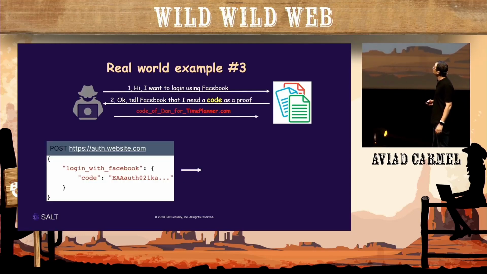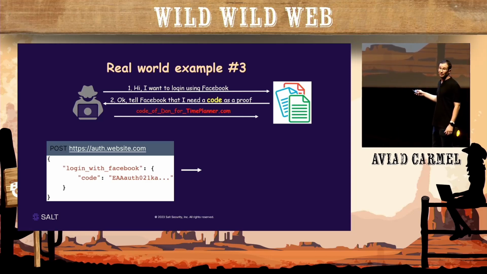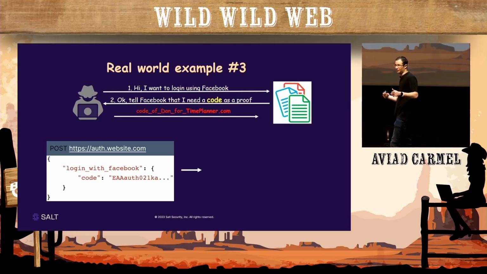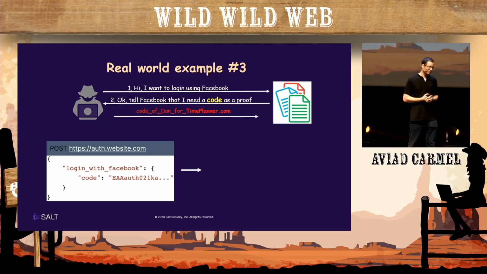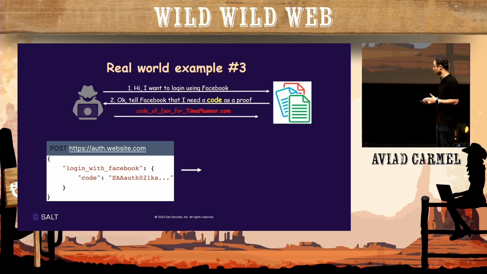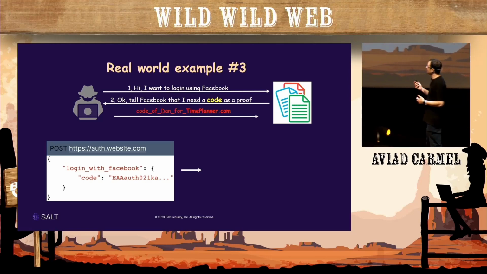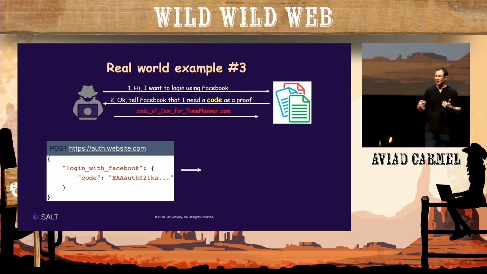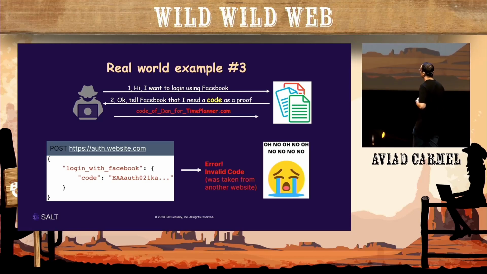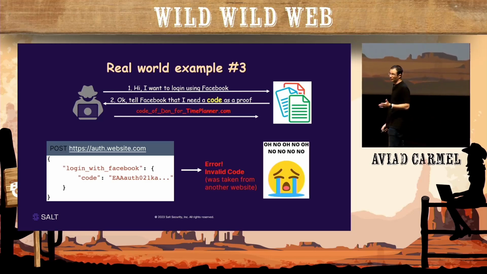So this target is not simple like the previous. As you can see, the response type is code, not token. So what I need to send them is the code of Dan from Time Planner. Now, it's not a problem because I have the token and I have the code of Dan. So I tried to send them the code of Dan for Time Planner, but it didn't work. I got an invalid code. I got an error, the code was taken from another website.